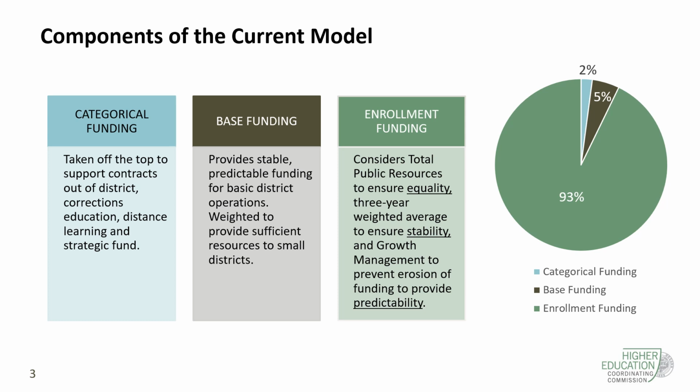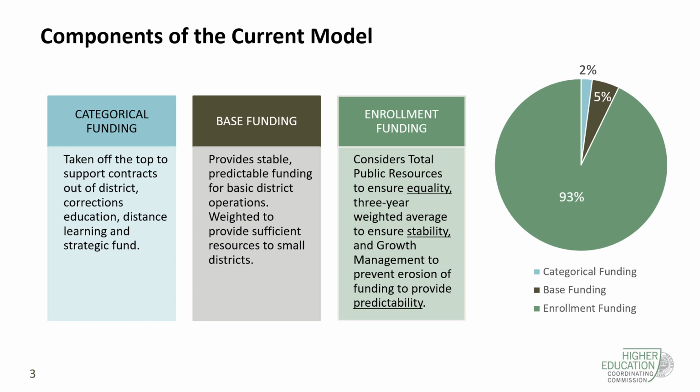The first is what we call categorical funding. We sometimes also refer to this as set-asides, but these are dollars taken off the top of the appropriation to support 4 programs right now: contracts out of district, corrections education, distance learning, and a strategic fund. And we'll talk about each one of those in just a couple of minutes in a little bit more detail.